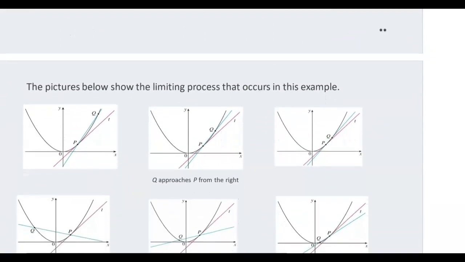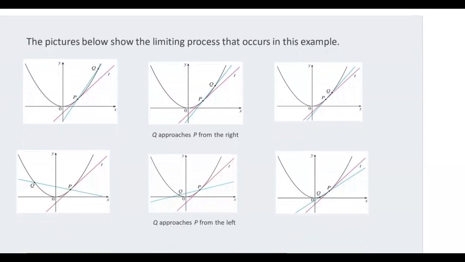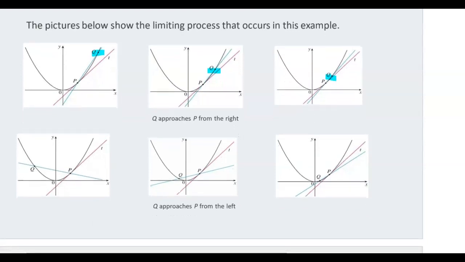Here's a picture of what's happening. The pictures on the top are showing us the tangent lines as we move Q, which is the secondary point, closer and closer to P. And we can see how the slope of the tangent line is changing, right? And then the pictures down here at the bottom are starting from the left-hand side. We're starting with the point Q, moving closer and closer to P, and how those tangent lines are also changing.